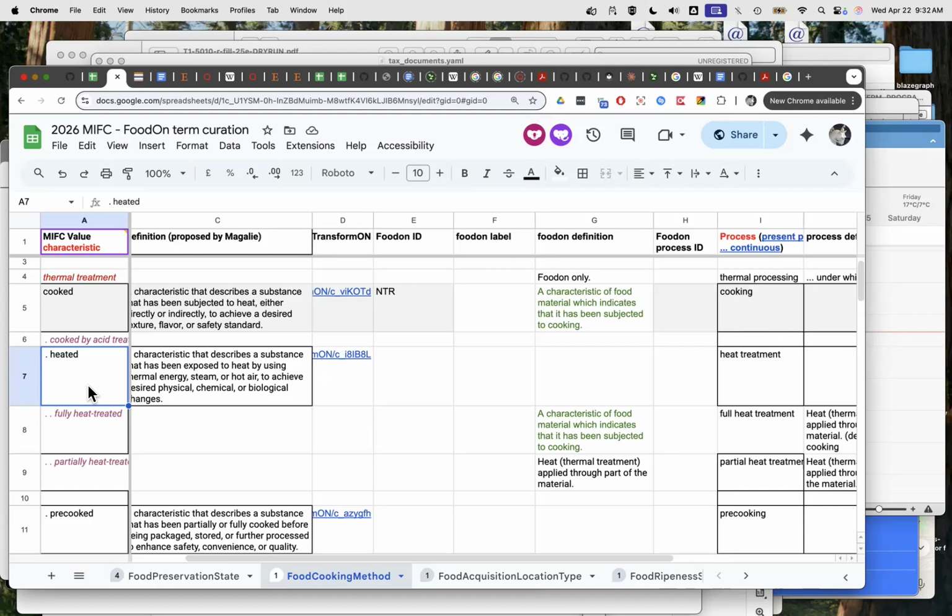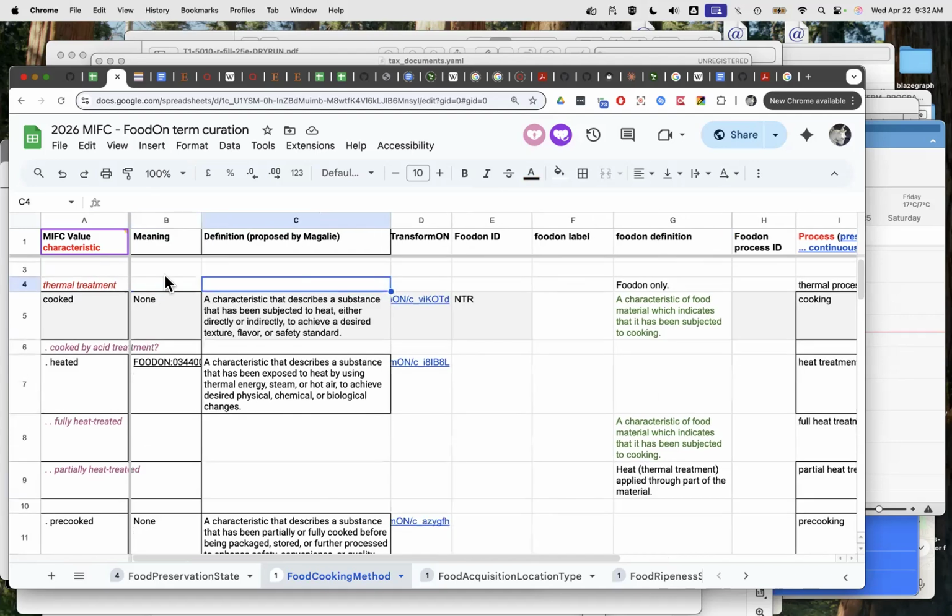But I guess one could say fully cooked and partially cooked. But what about thermal treatment? Is that the parent or not? Heated is the thermal. Oh, the thermal treatment is, yes, the parent of all of these, of cooked. But it's not the parent of cooked by acid treatment, right? Right.